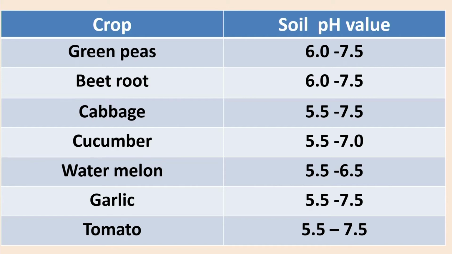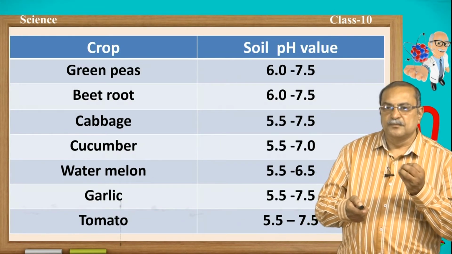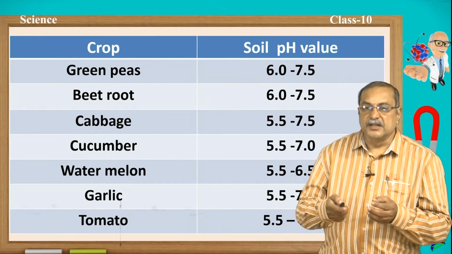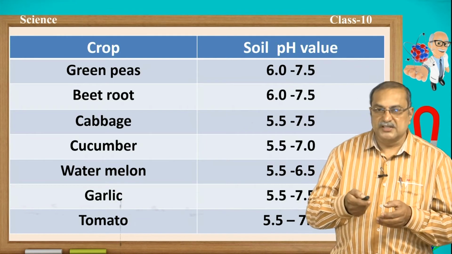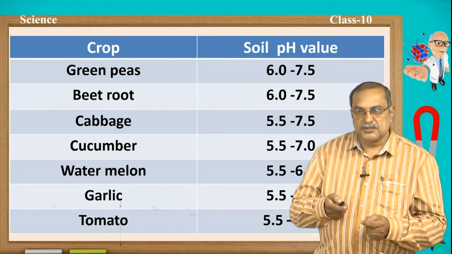Beetroot 6 to 7.5, cabbage 5.5 to 7.5, cucumber 5.5 to 7, watermelon 5.5 to 6.5, garlic 5.5 to 7.5, tomato 5.5 to 7.5. Like that, each and every crop has some pH values to grow properly, so we have to maintain them. Before sowing, we should check the pH value of the soil.